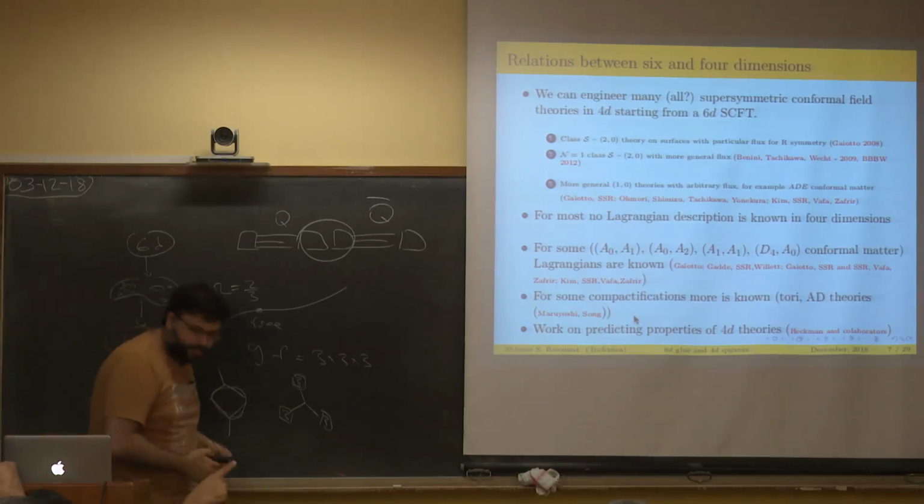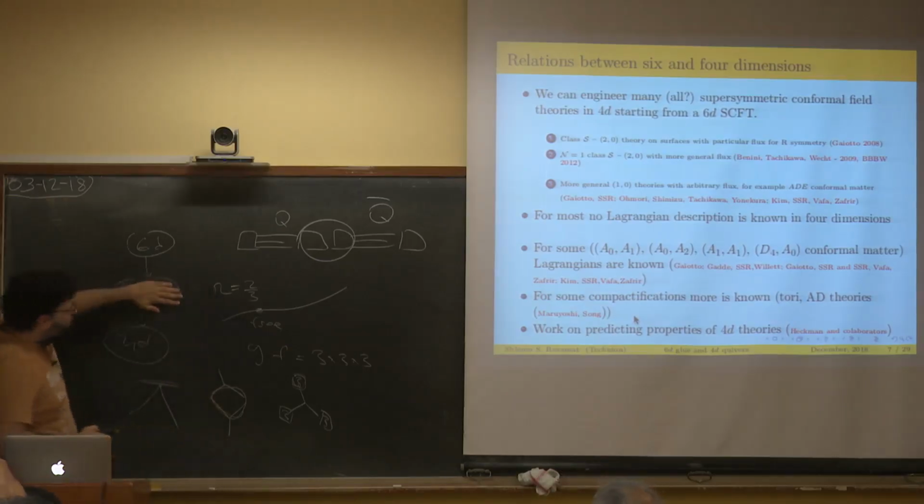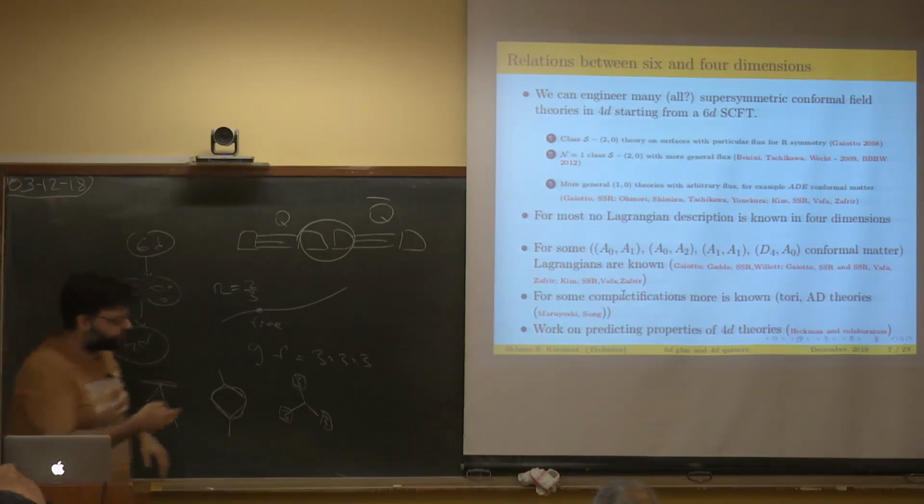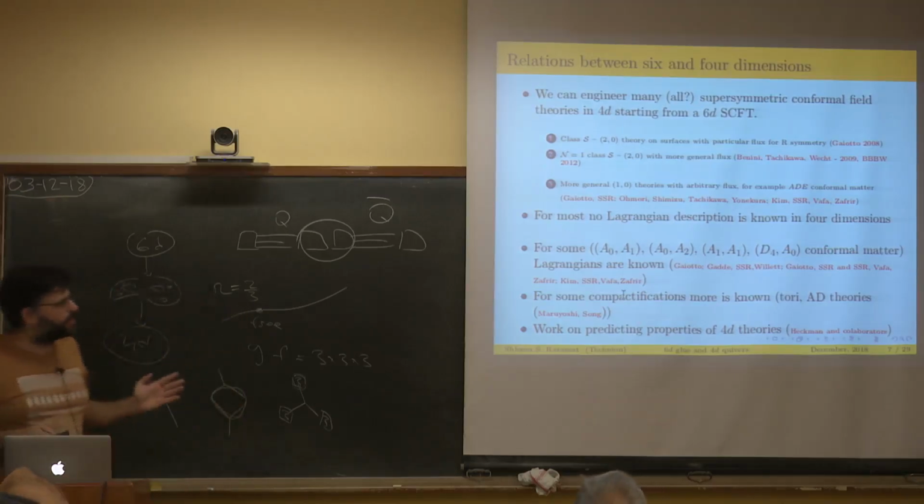So for instance, when you say A0, A1, you include all these. So this is not this. I'm talking just about the 6D theory. So I'm talking about this singularity. What is this singularity? Okay, so this is the general story.